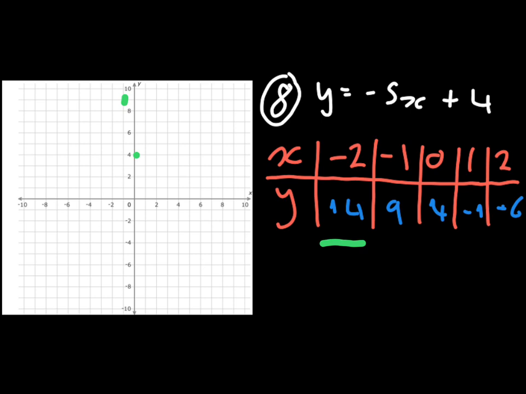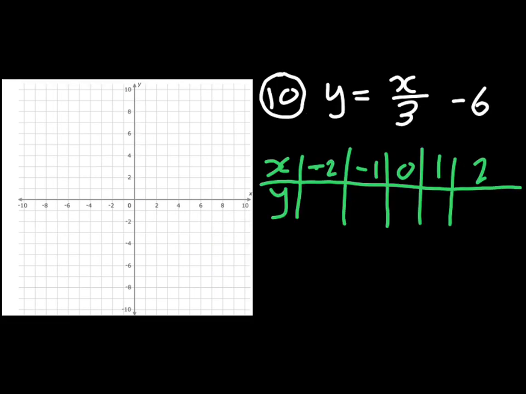And once again, we need to connect all these points using a ruler. And lastly, after we have finished connecting our points using a ruler, we label our graph. And this was y equals minus 5x plus 4. And that is question number 8.